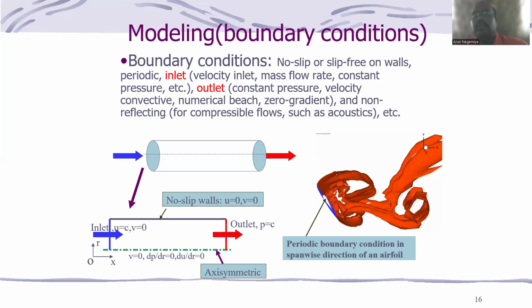In the input, we need to give the inlet velocity, mass flow rate, and pressure. For outlet conditions, we will give the constant pressure, outlet velocity, number of iterations, and what gradients we are using. These are all the things we need to give in the boundary conditions.